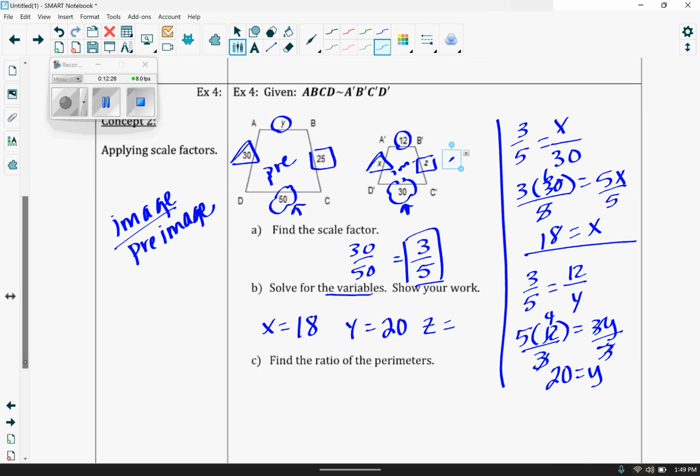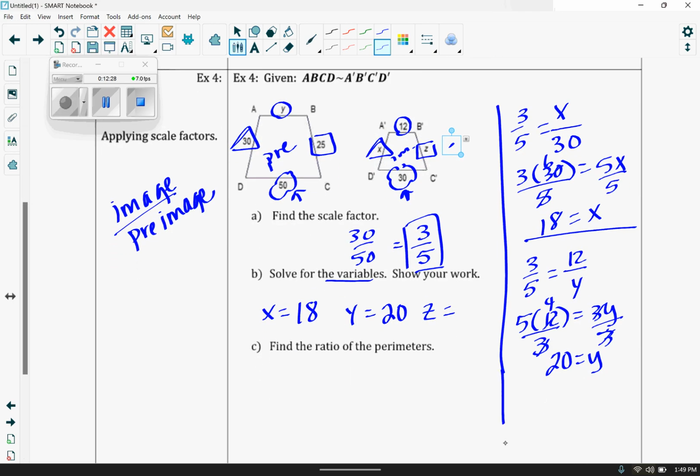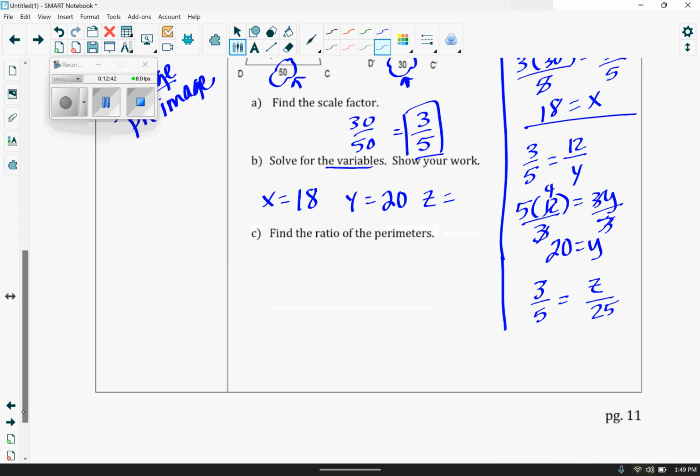And the last one is going to be Z. On Z, that's on the side over here. So 3 over 5 is equal to Z over 25. This one, a couple ways you can do it. You can say 5 times what gave me 25, and 3 times what that same 5 is going to give me 15. Or you can do cross products. 5Z equals 3 times 25 and divide by 5. Z equals 15.